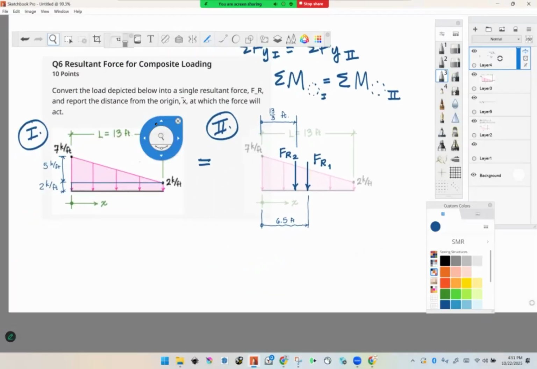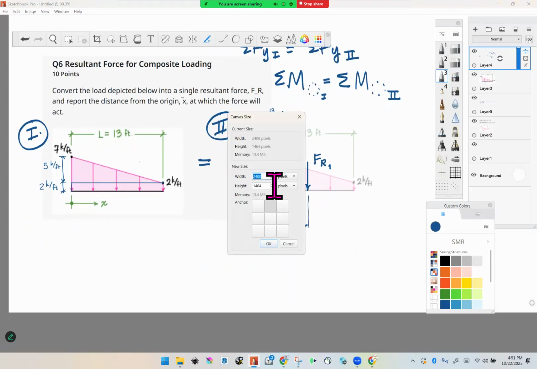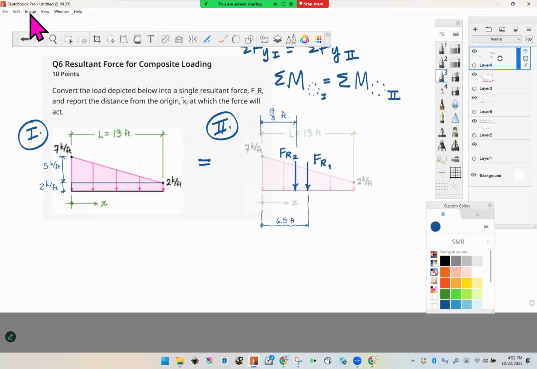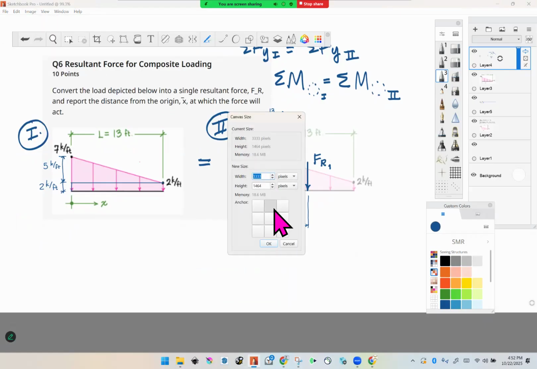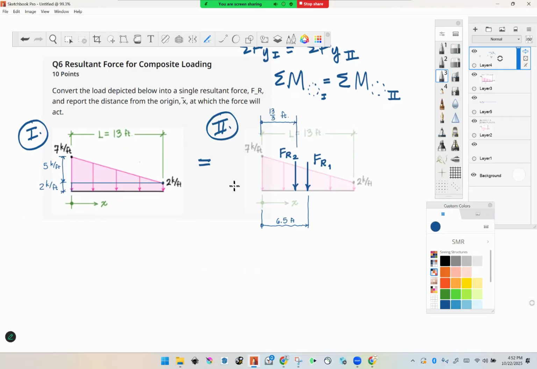Okay, let us work through our equations. So the first one is our equivalency with respect to y direction forces. I need a little bit more real estate here. Okay. Switch over to purple for no good reason.